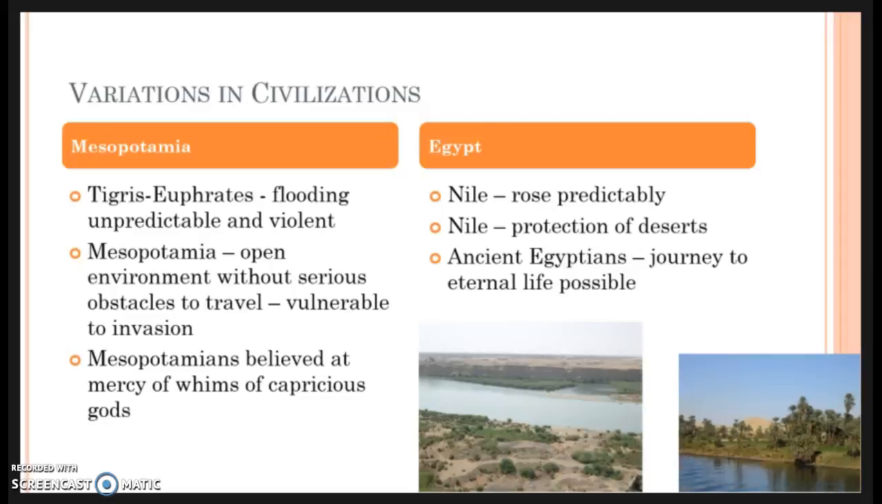Mesopotamia also believed that they were at the mercy of capricious and very whimsical gods, and that's because of their environment, trying to figure out why the gods are punishing us by flooding our crops, by taking our villages and moving them down the river because of this violent flood. And as a result, there isn't a very positive outlook held by Mesopotamians on life.